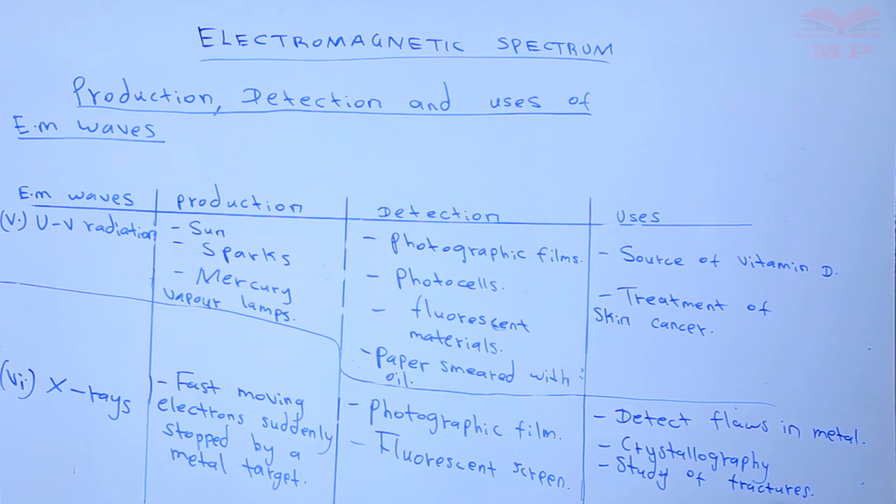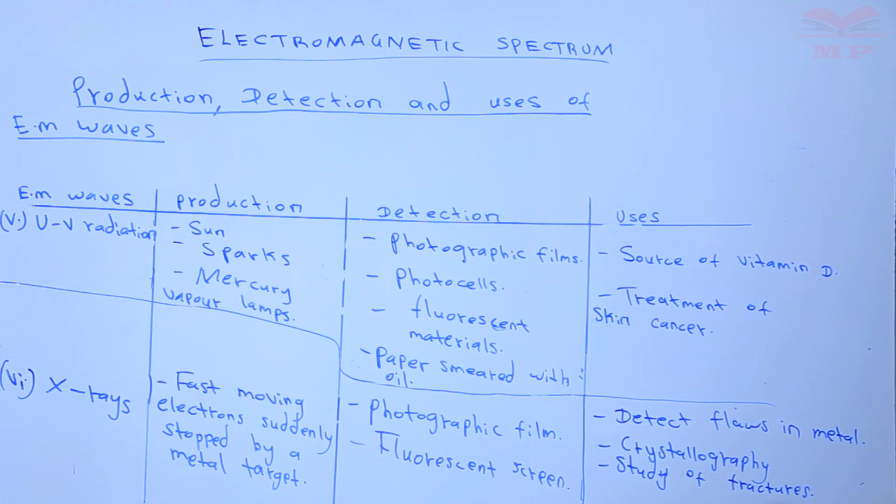When we talk about X-rays in the topic X-rays, we'll see which type of X-rays is able to penetrate through flesh and which one is able to penetrate through the bones, and can be used in the study of the bones.